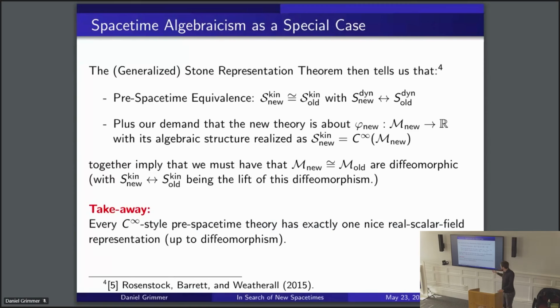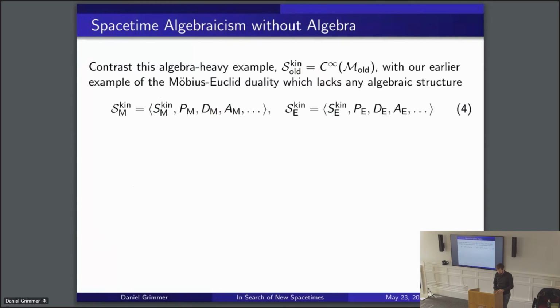And so the takeaway is that every C-infinity style spacetime representation theory has exactly one nice real scalar field representation of the diffeomorphism. So this is like a unique representation result within a very limited subject, or part of what I'm trying to talk about.